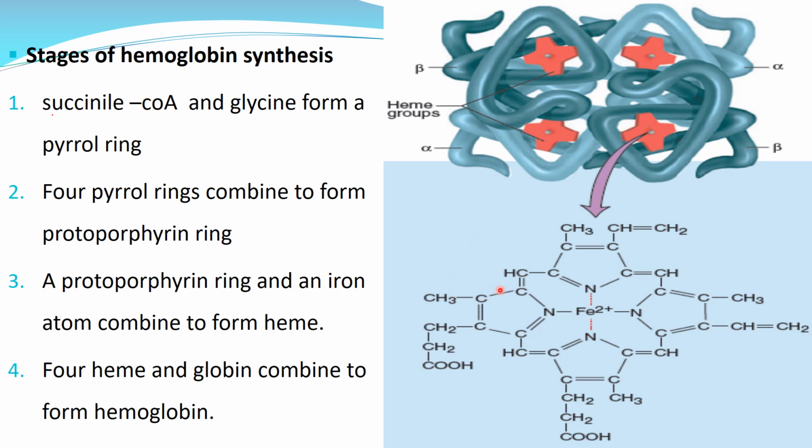Four heme and four globin molecules combine to form the complete structure of hemoglobin. So the hemoglobin molecule is made of, as we mentioned earlier, four hemoglobin subunits. Okay, four hemoglobin subunits.